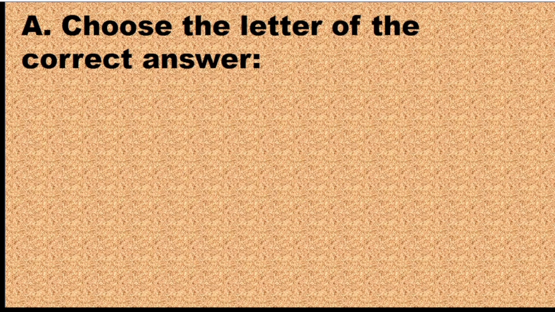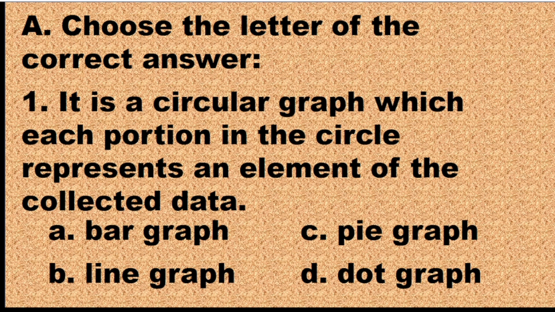Choose the letter of the correct answer. Number 1. It is a circular graph in which each portion in the circle represents an element of the collected data. A. Bar graph, B. Line graph, C. Pie graph, D. Dot graph. Your timer starts now.